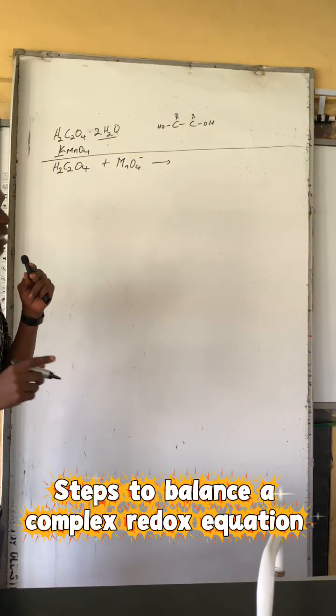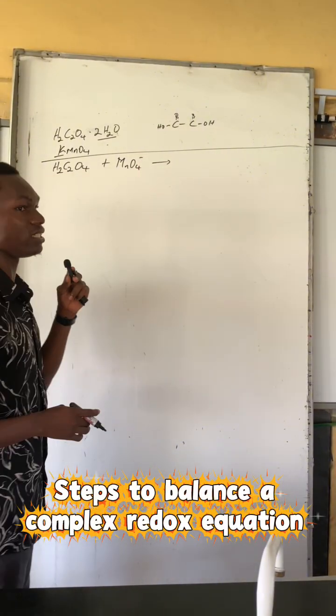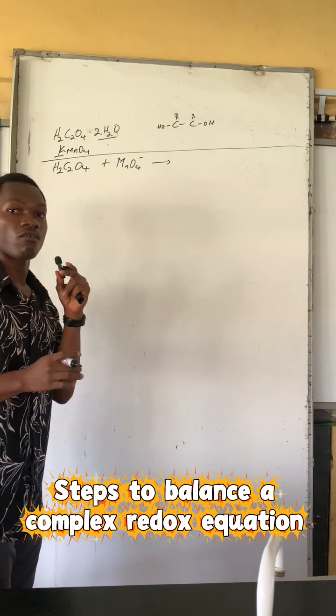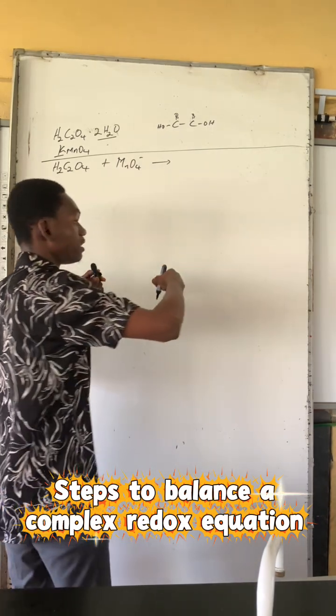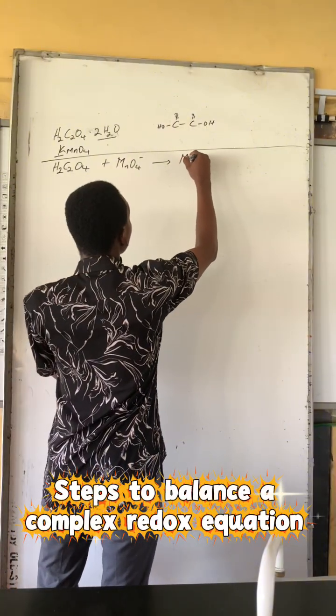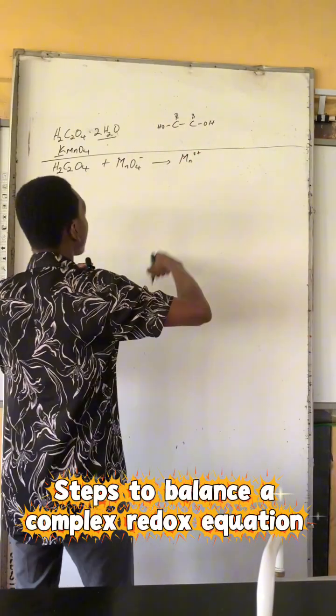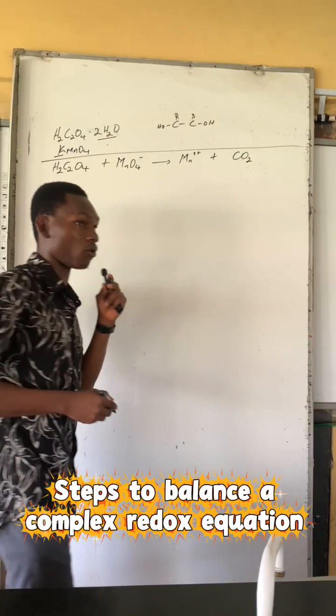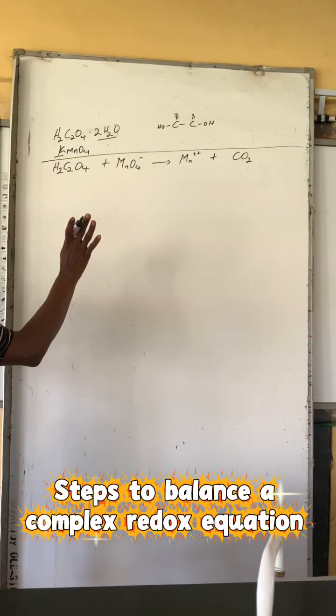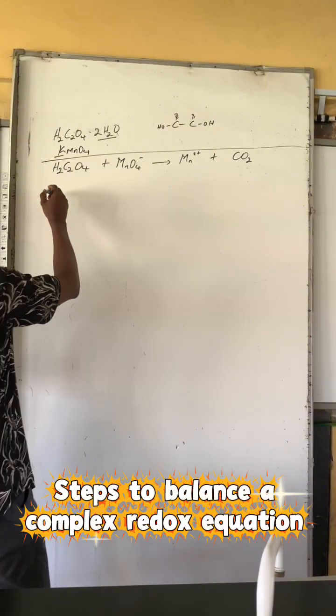Now, when these two react, since MnO4 minus is an oxidizing agent, it will be reduced to manganese 2 plus, and oxalic acid will be oxidized to carbon dioxide. So this is how the equation will look, but it is unbalanced. Now let's dive into that.